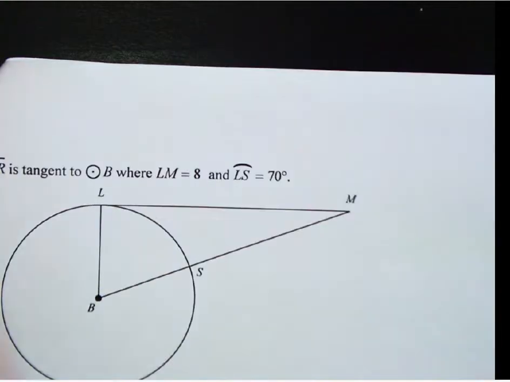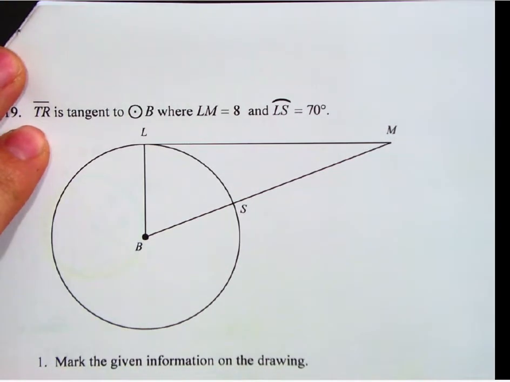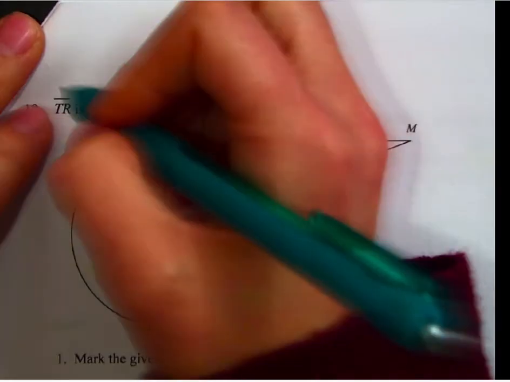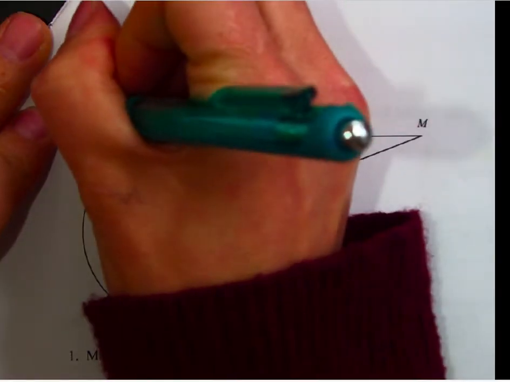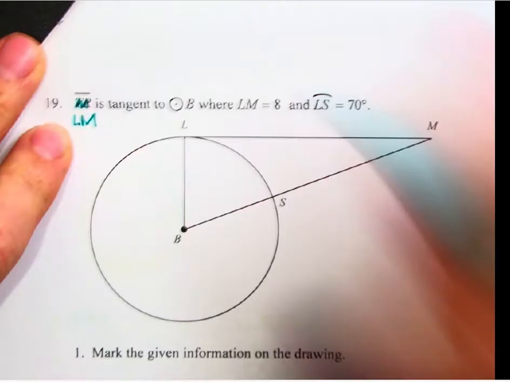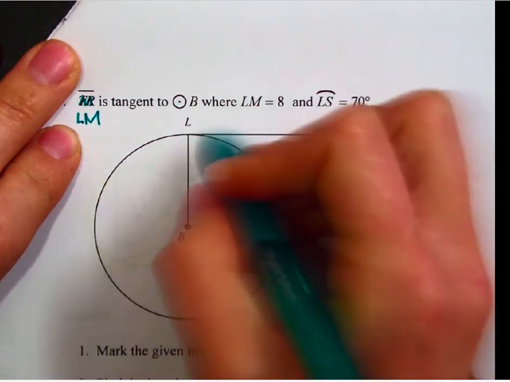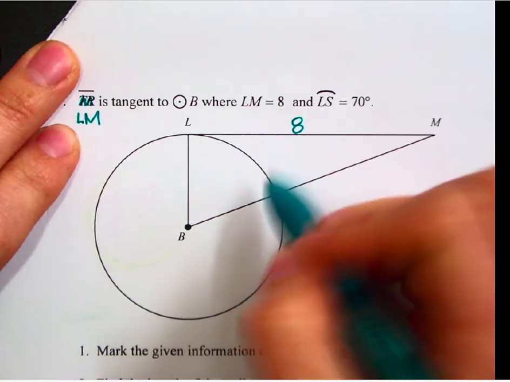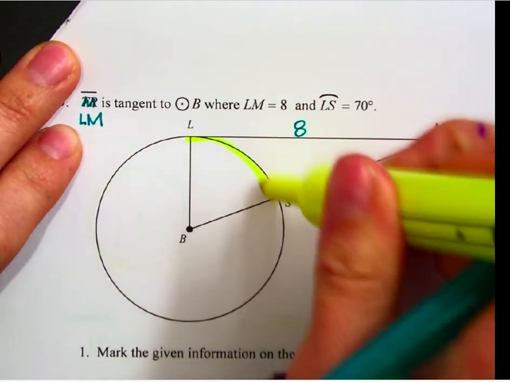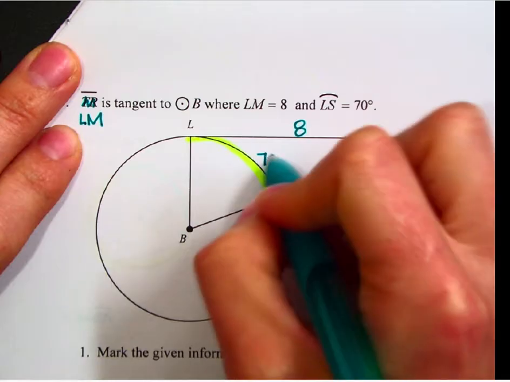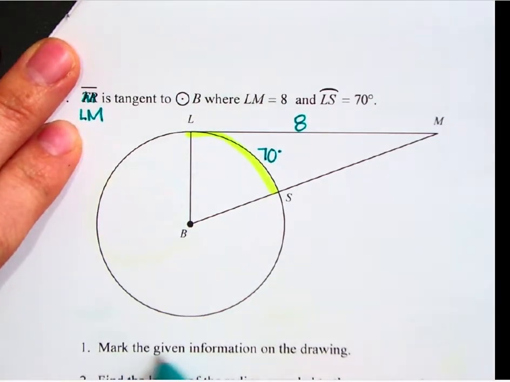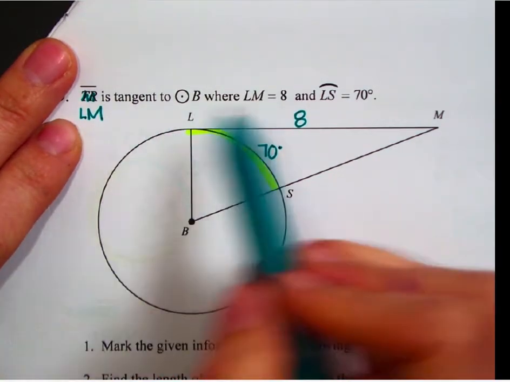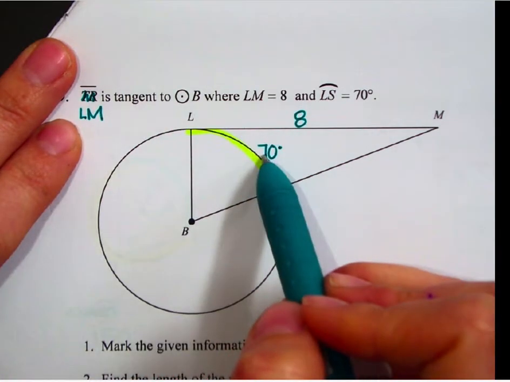Number 19, TR is tangent. Whoa, I see a mistake on here. I should have said LM. That's my bad. LM is tangent to circle B, where LM is equal to 8. And this arc length here, LS, I'm going to highlight that, is 70 degrees. So I'm writing in the information. That's what it's telling me to do here. Mark the information on the drawing. So LM is 8, LS is 70.